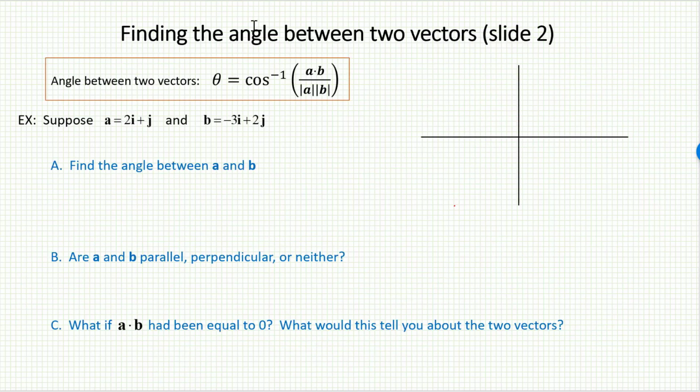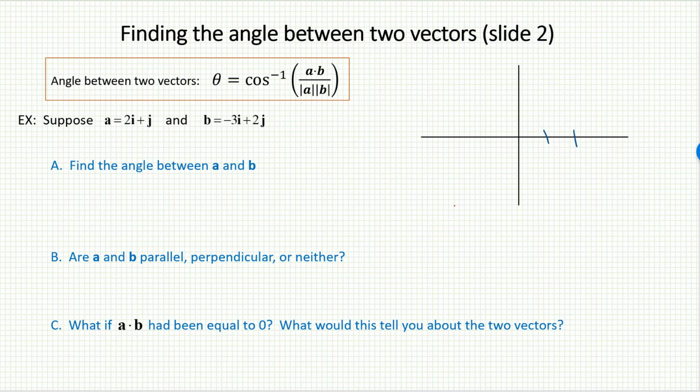Okay, let's try it out in an example problem. So here's the formula we came up with. Suppose we've got vector A is 2i plus j, vector B is negative 3i plus 2j, and we want to find the angle between those two vectors.